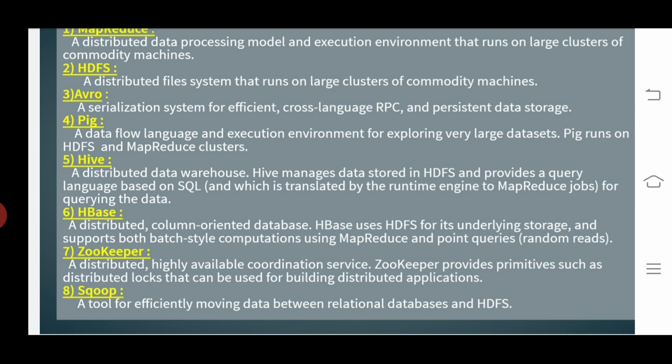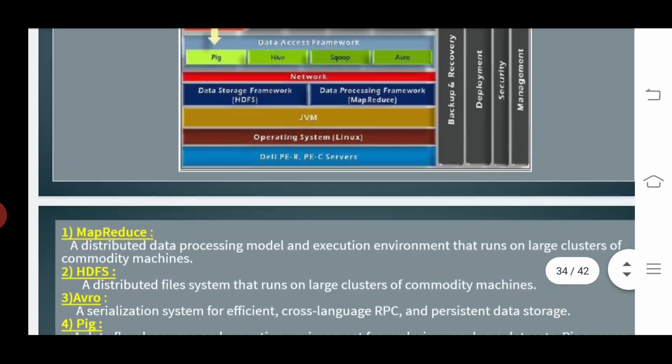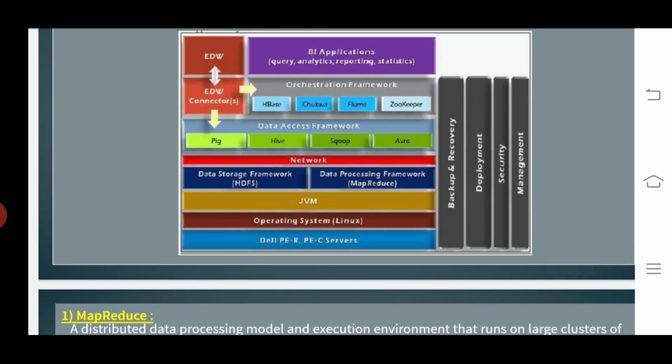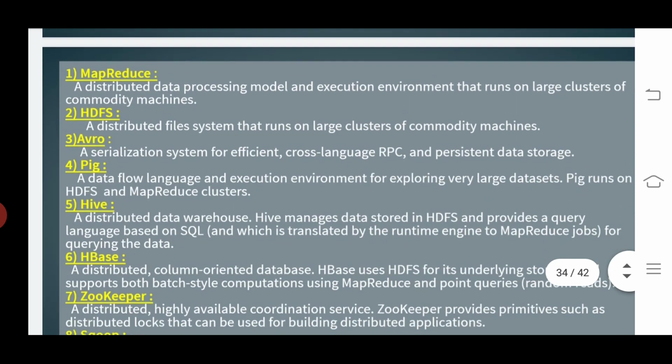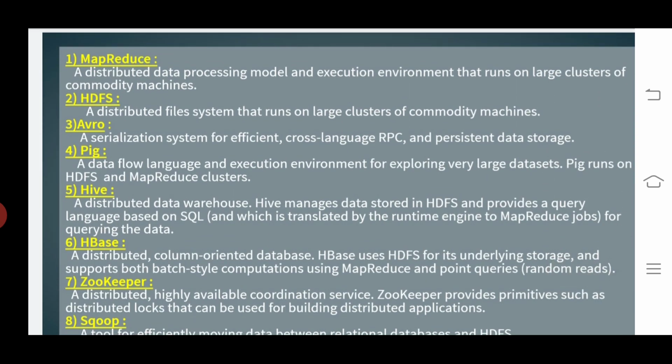Coming to one more, that is ZooKeeper. ZooKeeper is not a data access framework, it is an orchestration framework. What I mean to say, orchestration framework. Here, HBase, the Hadoop database, which we already discussed previously, and ZooKeeper are the orchestration frameworks.